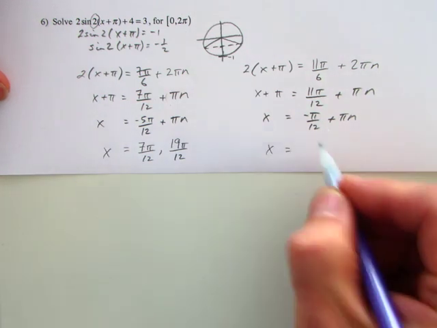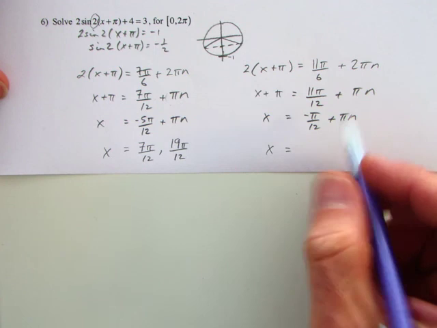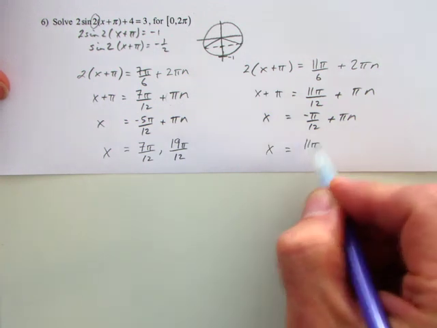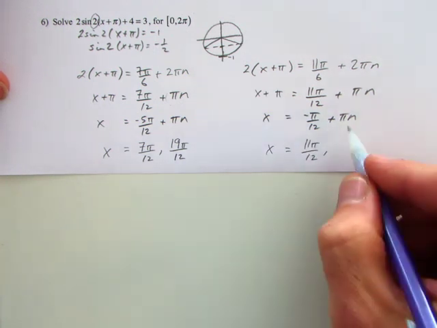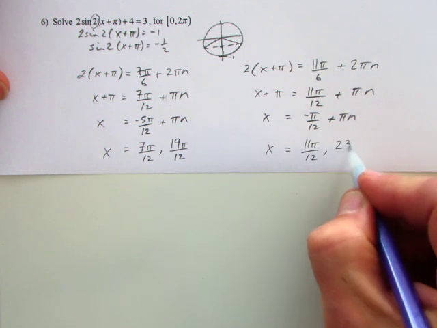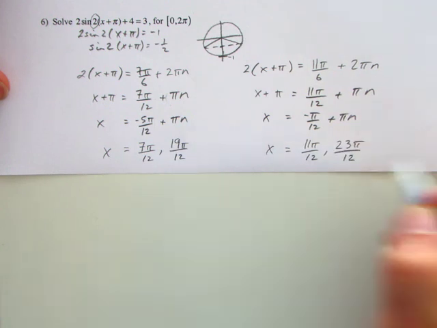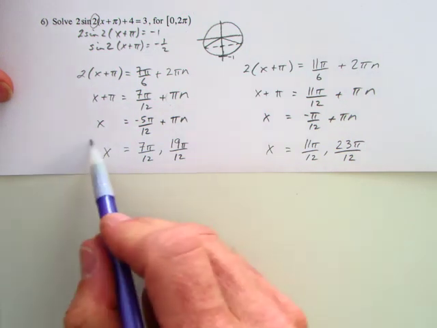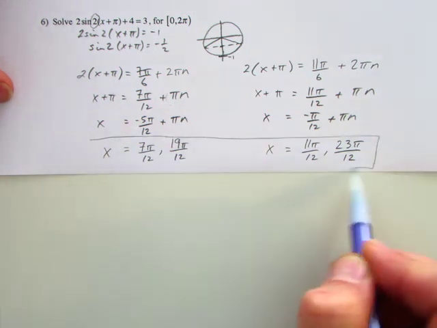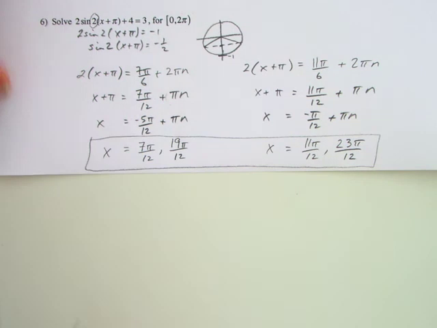Come on the other side, negative pi over 12, again, is not in our domain. Add pi, 11 pi over 12. Add another pi, 23 pi over 12. And if we add another pi, again, we're out of our domain. So we have 4 solutions to this equation, and there they are.